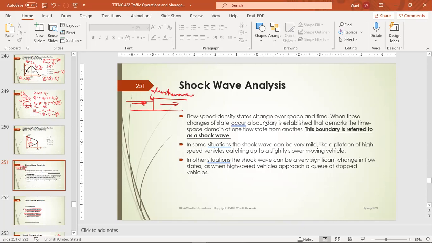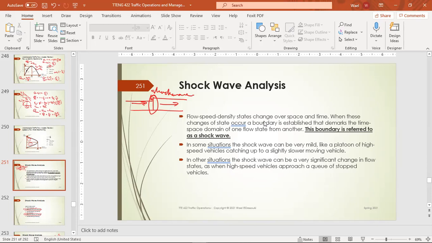Okay, if this wave is going forward or backward or stationary, that defines the attribute of this shockwave. So basically a shockwave is a boundary between two states of traffic flow condition. Flow, speed, and density change over space and time. When these changes of state occur, a boundary is established that demarks the time-space domain of one flow state from another. This boundary is referred to as a shock wave.